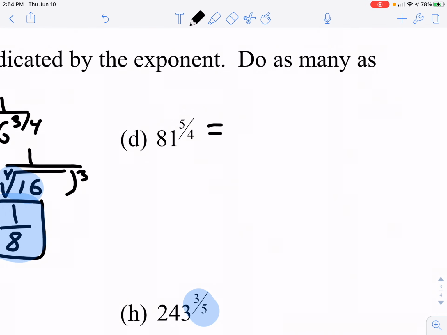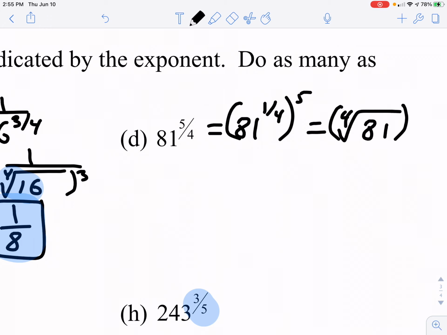I could rewrite 81 to the 5/4 as 81 to the 1/4 raised to the 5th power. Because 1/4 times 5 would be 5/4. And I could rewrite this as the 4th root of 81 raised to the 5th power.